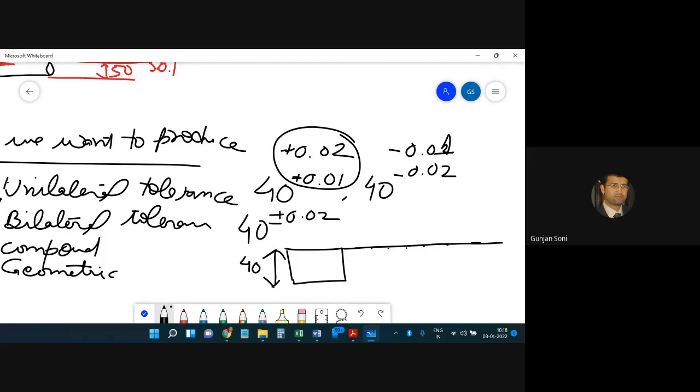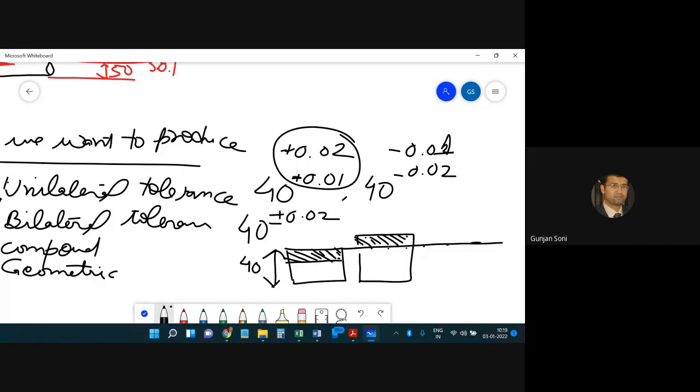Okay, so if it is 40 minus 0.02, it will be somewhat like this. So this is going to be your clearance over here, and it could be plus also. So it is varying from negative to positive, above and below the basic size. Okay. So it is allowed to vary on both the sides.